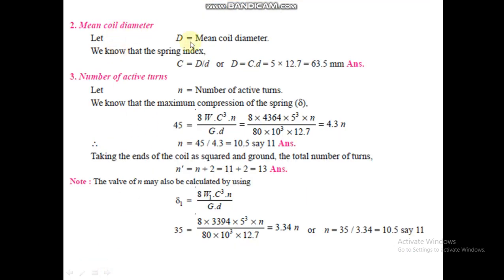Mean diameter of the coil: we have to calculate with C for that. C is given to us, capital D is equal to CD. So 5 into 12.7, 63.5. Now the number of turns we can calculate from the formula of deflection, which is 45, and load is 4364, C cube N by GD. From here you will calculate the number of turns, and then you will add 2, because we assume square and ground ends.